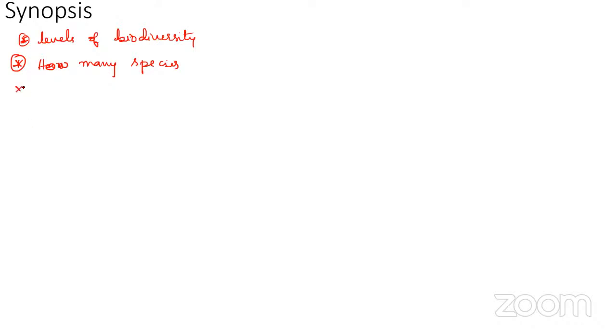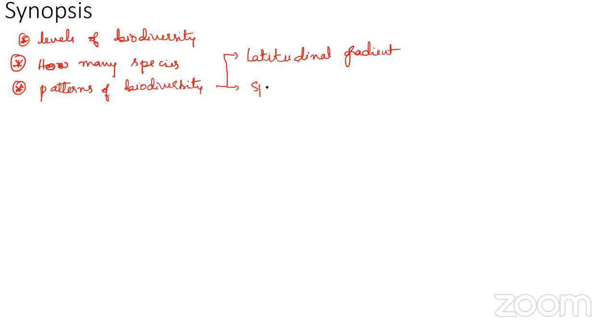Followed by this, you have studied an important part, that is you have studied about patterns of biodiversity, in which you have studied two patterns. One is latitudinal gradient, and the other one is called as species area relationship. So under latitudinal gradient, what you have studied that is the species diversity is maximum in equator.